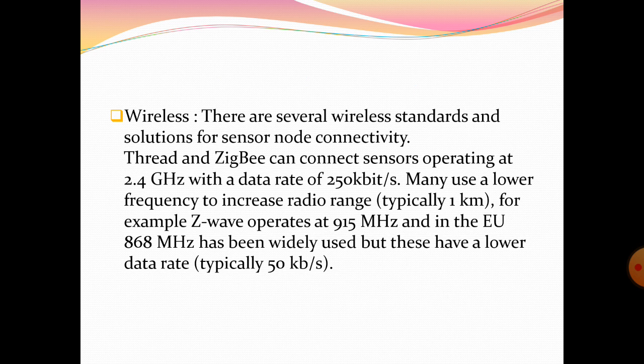Number two, we have wireless. There are several wireless standards and solutions for sensor node connectivity. Thread and Zigbee can connect sensors operating at 2.4 GHz at a data rate of 250 kilobits per second. Many use a low frequency to increase radio range, typically 1 kilometer. For example, Z-Wave operates at 915 MHz, and in the EU, 868 MHz has been widely used, but these have a lower data rate, typically 50 kbps.